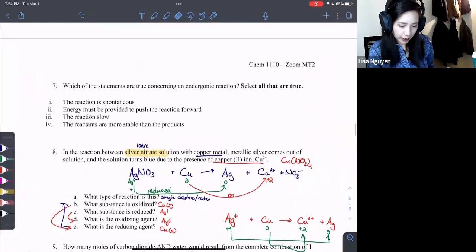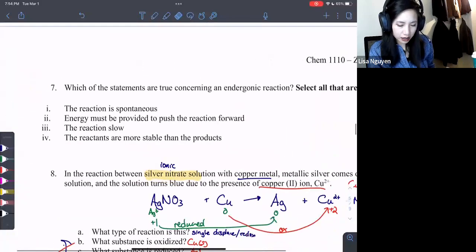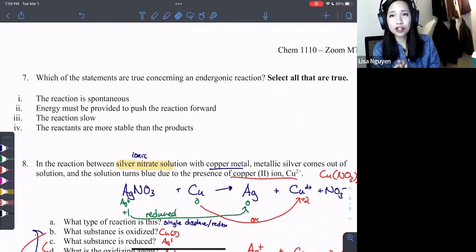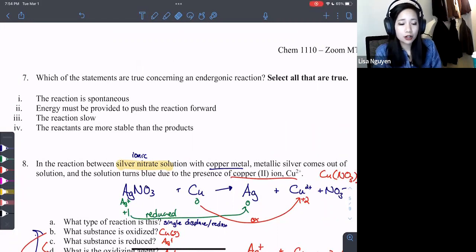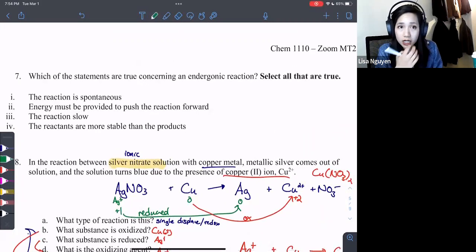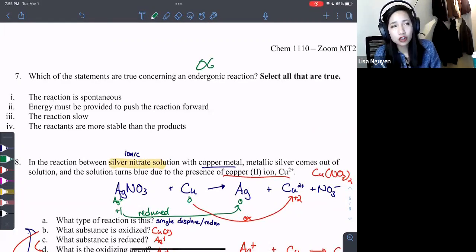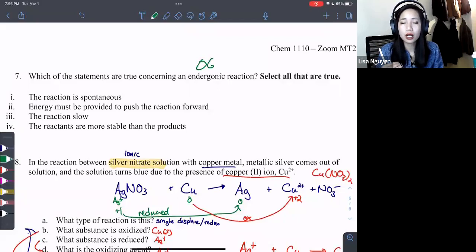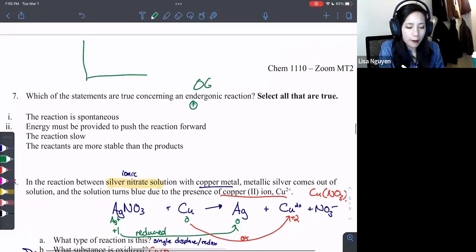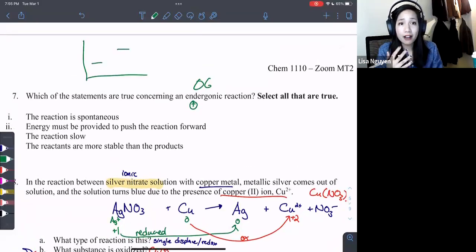Seven. Okay. We did this in class. This is the same question from class. Read it. Which of the statements are true concerning an endergonic reaction? So endergonic implies a certain sign of delta G, Gibbs free energy. We can have a positive or a negative delta G, so either the energy of the reaction increases or decreases. Endergonic means positive, so delta G increases.